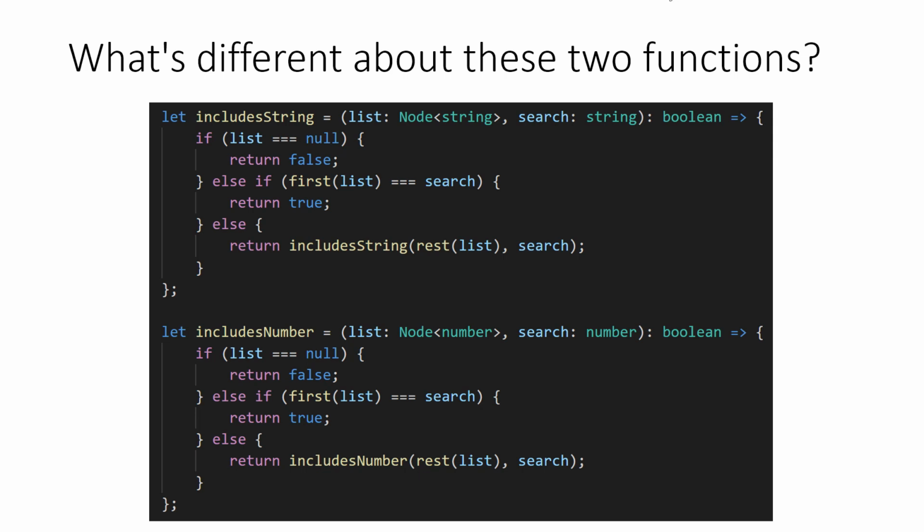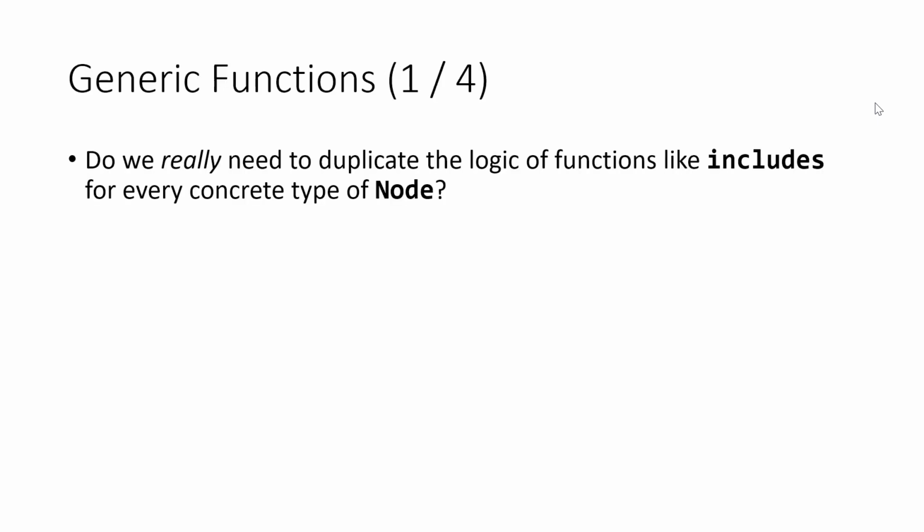As you noticed, these functions are very similar, and it feels like we've got a lot of duplicate code that is shared between these two functions that's not meaningfully different, right? The same algorithm is being applied to both lists of type node string and type node number. So is there a way that we can avoid this redundancy in our code? And the good news is, yes, there is.